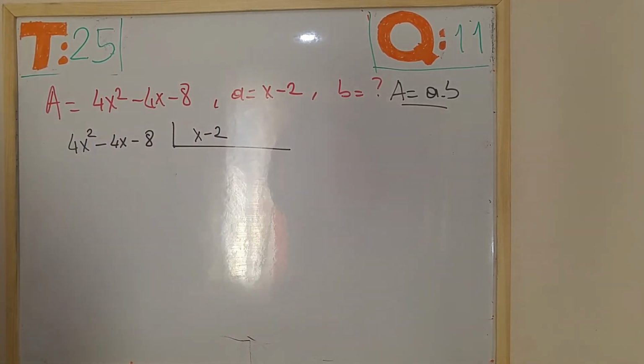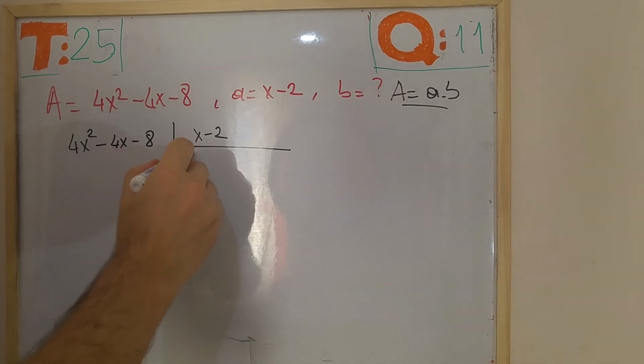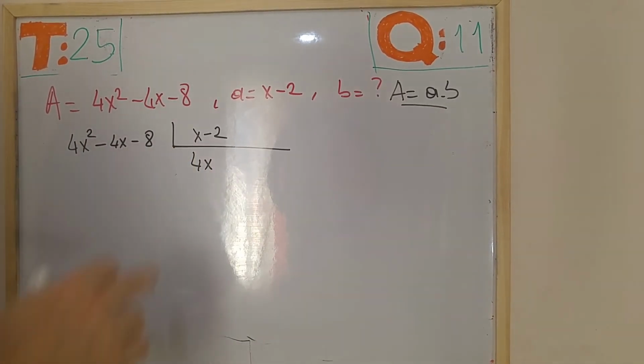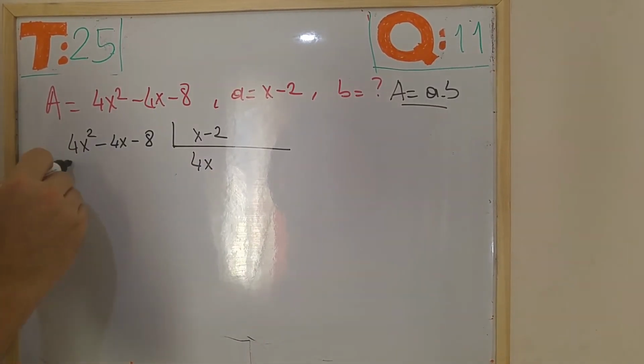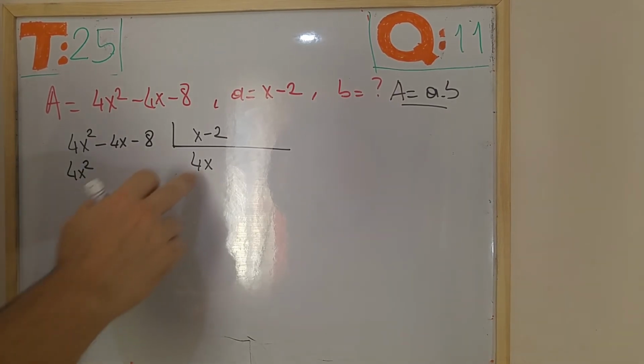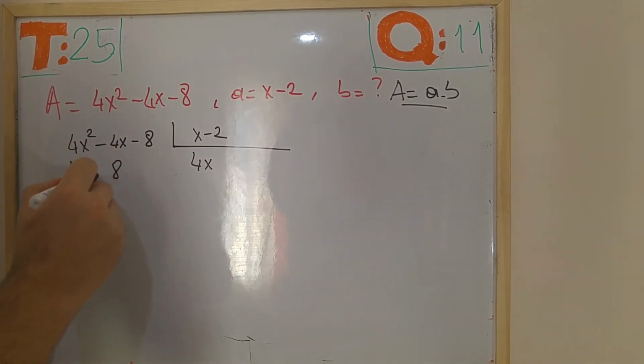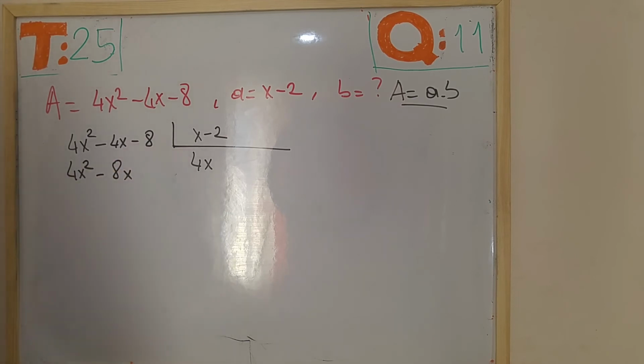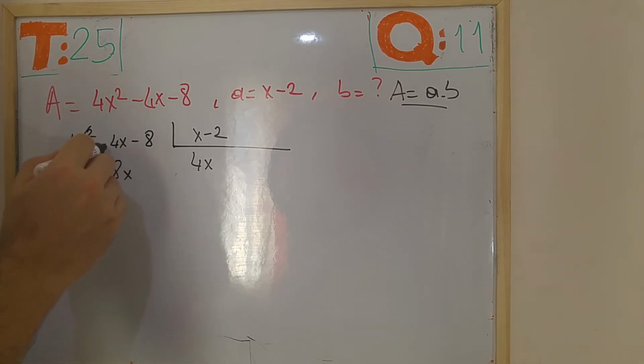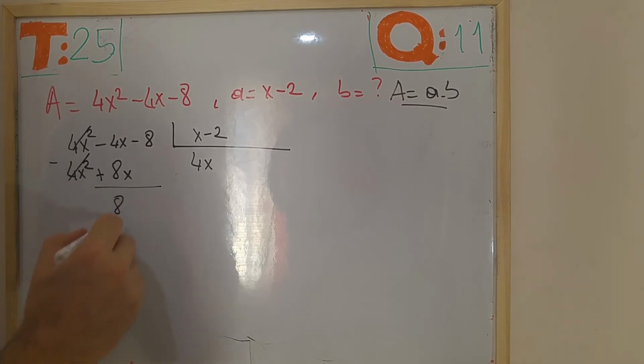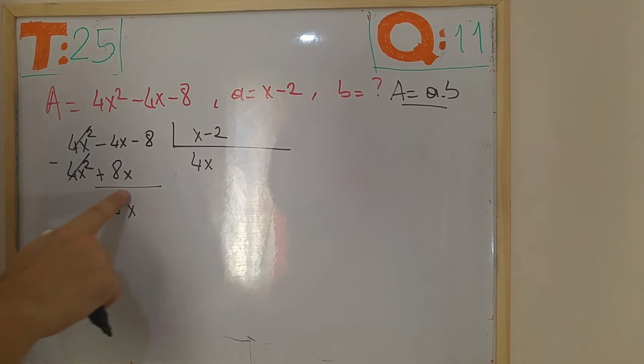Let's do this. We have to multiply this polynomial by 4x, so that we're going to have 4x squared here, and we're going to have minus 8x here. Then we change the signs. This is going to be negative, this is going to be positive. These x squares will cancel out. Minus 4x plus 8x, I'm going to have 4x here.